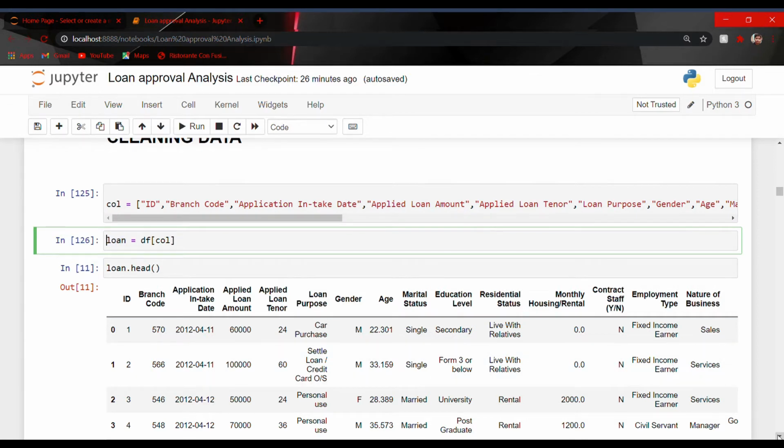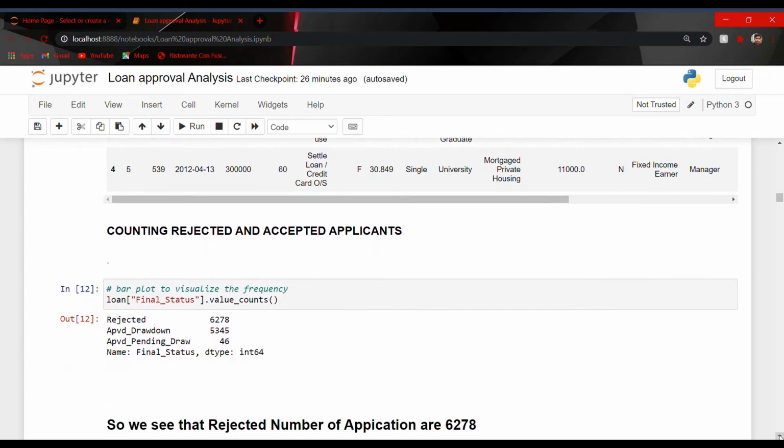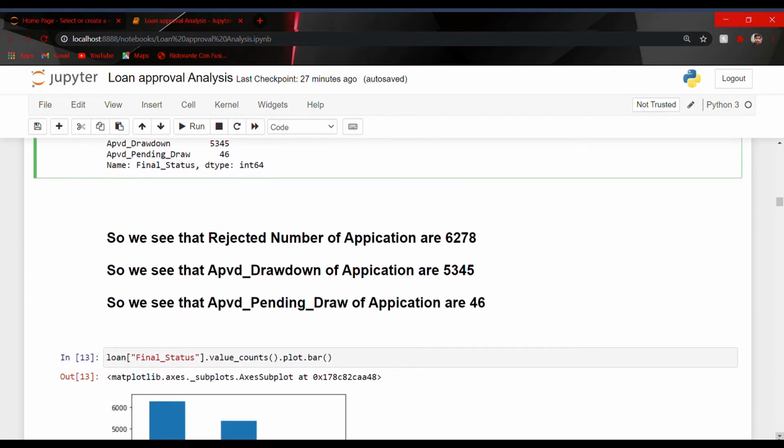To get a look at the first 5 rows of my data set, I've used loan.head. Now for counting the number of rejected and accepted applicants, I've used loan final status. It's the name of the column containing the information whether the loan has been accepted or rejected. Then dot value_counts gives me the total number of rejected, approval withdrawn, and approval pending. It also tells the data type, and that is int.